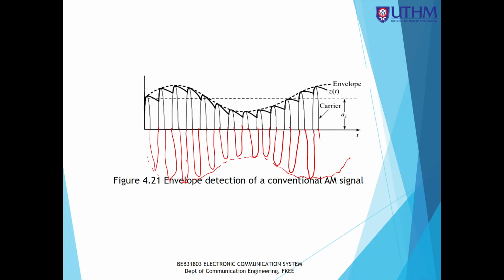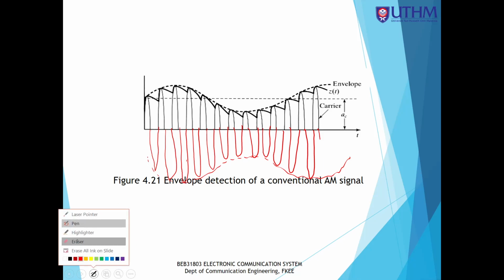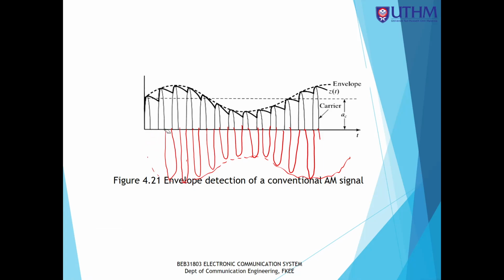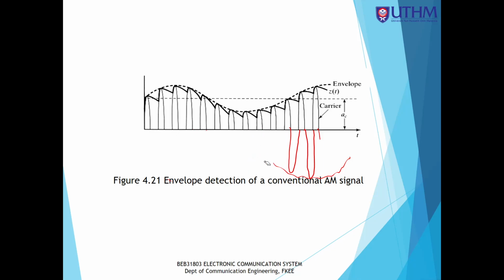So what happened when the signal passed through the diode is that the negative cycle will be clipped off, will be removed. So the output of the diode will be half of the DSB-FC waveform. Separuh daripada double sideband full carrier.